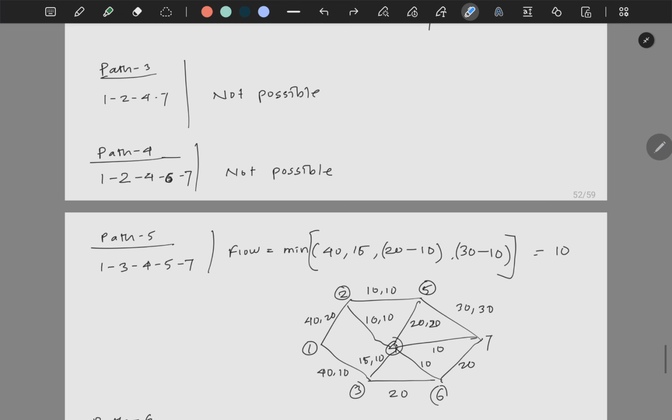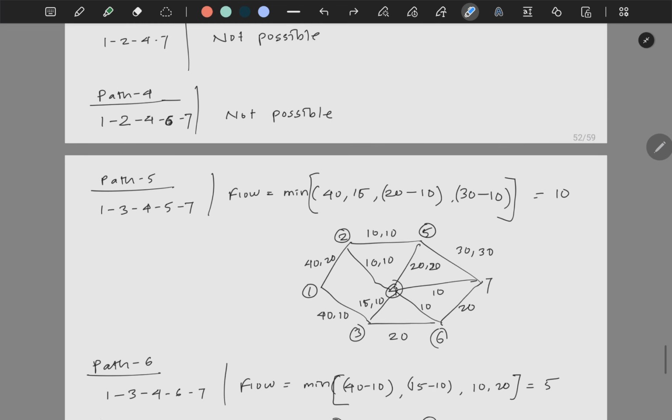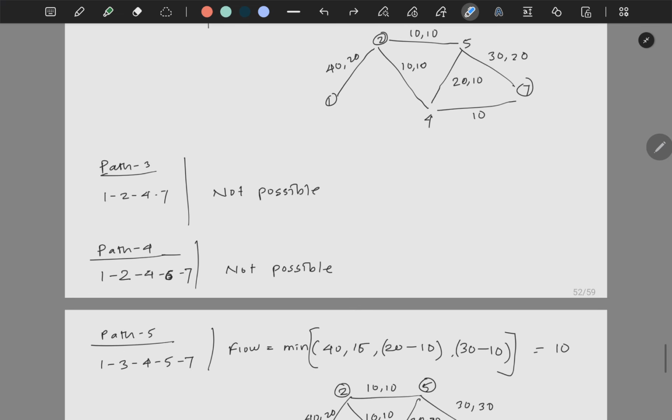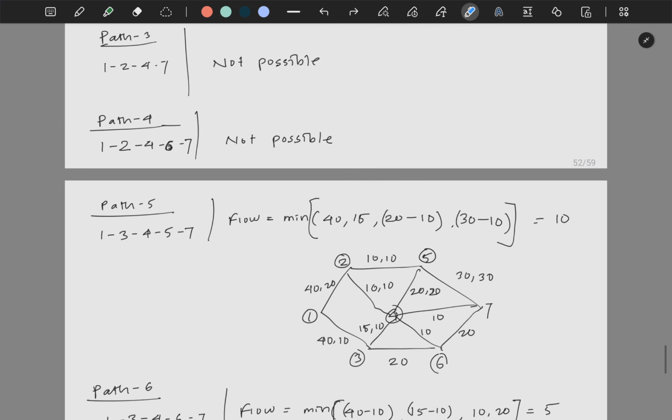And then path 5, 1 3 4 5 and 7. Here you do the same thing to calculate the flow. You find the minimum of everything. So it's the minimum of 40, that is 1 to, you have to go back to the original question to find. So it is the minimum of 40, 15, 20 minus 10 and 30 minus 10. So that is 10. So in this path 10 liters of liquid will flow.